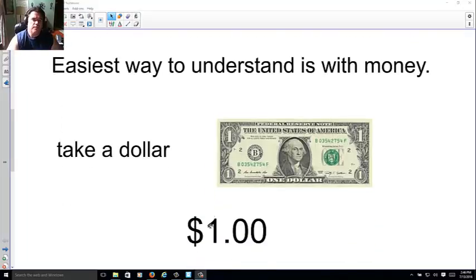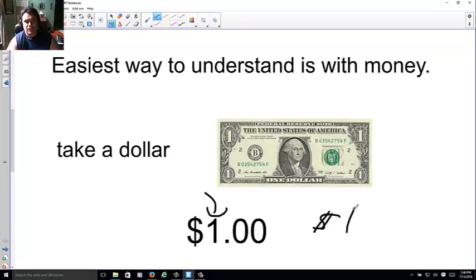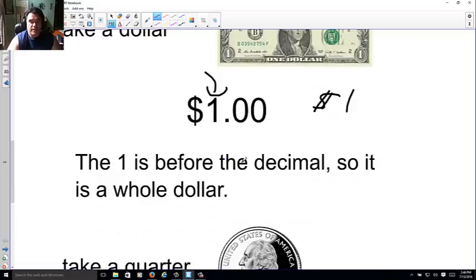Take $1. We have 1.00. What that means is the dollar is the whole number. The dollar is the big 1 in front here. The 0.00 means that $1 is $1 and there's no change after. It's just 1.00. There's nothing else. You could have also written it like this with just the dollar. You don't need the extra stuff, but this just represents that there's no extra change. So anyway, $1 is a whole dollar.